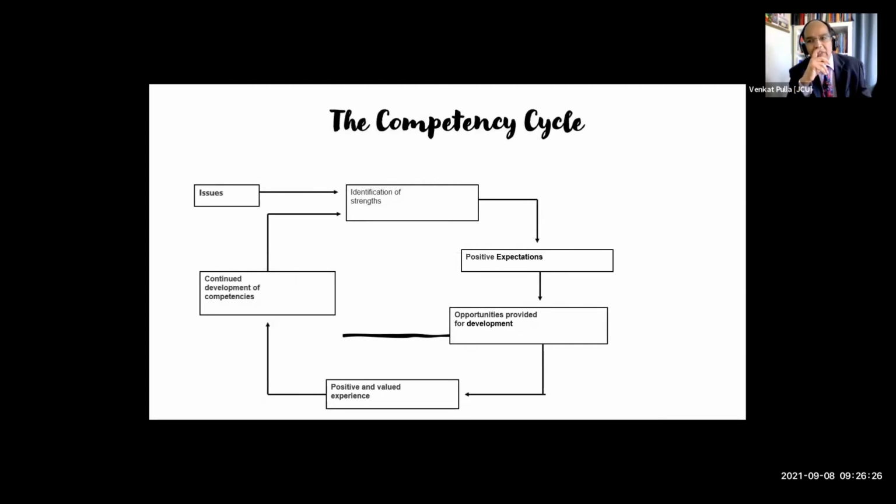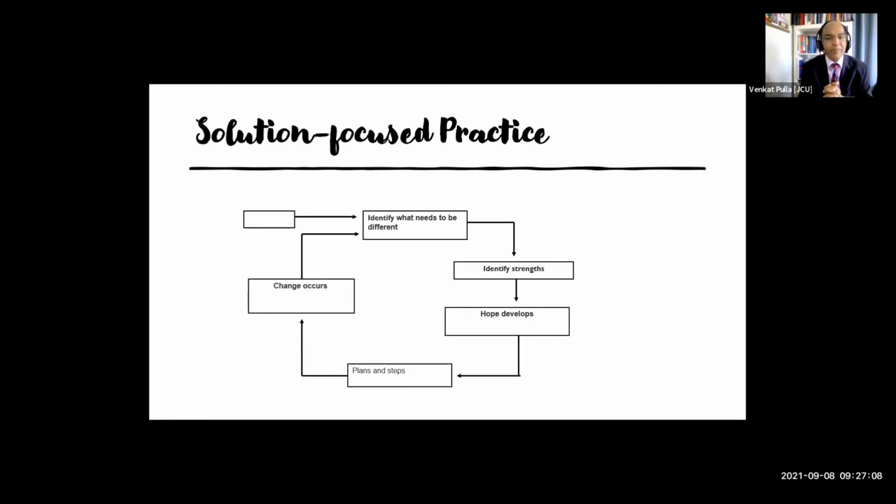Same thing, convert that into a competency cycle. There's an issue, we start with the top, a concern, an issue, a niggle, a problem. When the problem is there, we look at, okay, what are the other strengths that an individual has? Build up some positive expectations, provide some opportunities, provide some valued experiences, and focus on continuing development of competencies so that should those issues come back again, he or she is in a position to move and collect those strengths and start working.